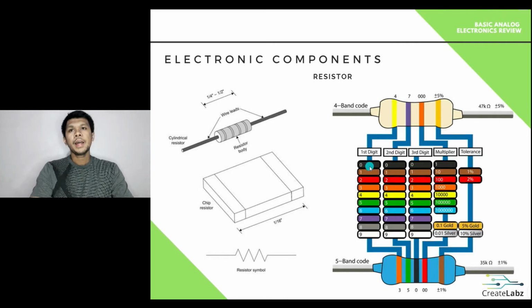For example, black is 0, brown 1, red 2, orange 3, yellow 4, green 5, blue 6, violet 7, gray 8, white 9. Note that for the multiplier, we just multiply this number to the first 3 digits. The tolerance is just a manufacturing tolerance, usually 1% to 10%.